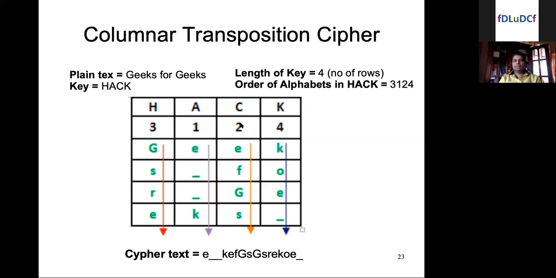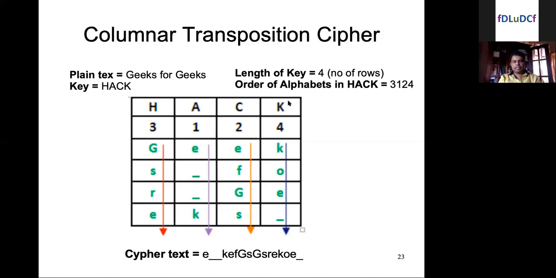In order to understand how such an algorithm works, let's look at the historical columnar transposition cipher. In this cipher, let's say we have a plain text, Geeks for Geeks. That is our plain text which we want to encrypt. For that, we have to use a security key. Assume our security key is HACK. Using this security key, we derive two things. One is the number of letters in the key, which is equal to the number of columns in this encryption algorithm. And then the order of these letters, which we take as a sequence. You will understand what it is in a minute.